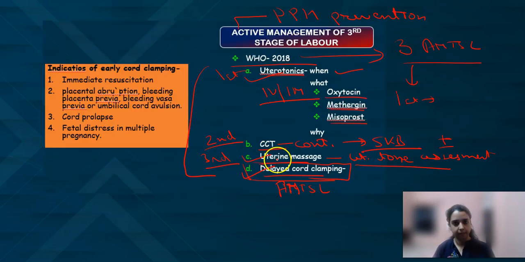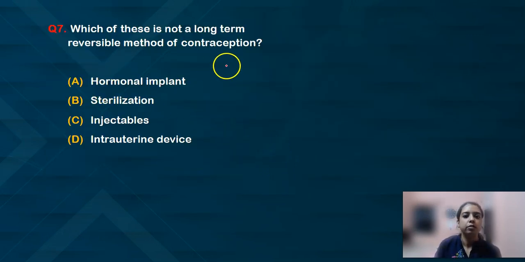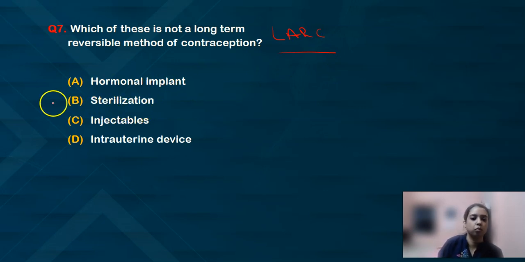Right. Which of these is not a long-term reversible method of contraception? Very easy. Long-term reversible methods of contraception involve hormonal implants. Correct. Sterilization: is it reversible? No, it is irreversible, so it is not a long-term reversible method. It's a long-term method but not reversible. Injectables, yes. Intrauterine device, yes.